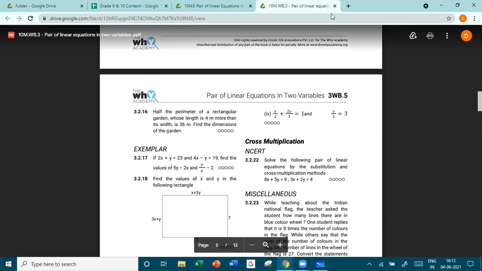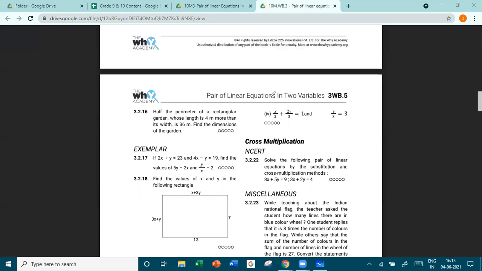Okay, for the 16th one, I will just give you a hint. Then you should be able to solve, right? They have given that half the perimeter of a rectangular garden, whose length is 4 meters more than its width, is 36 meters. Find the dimensions of the garden. So just to give a recap, a rectangle has this side as the length, and this side is usually called the breadth. This is also known as the width, since they have given you width here.